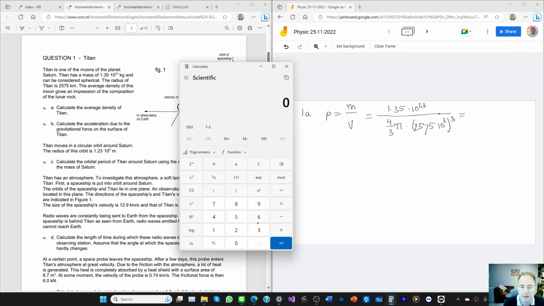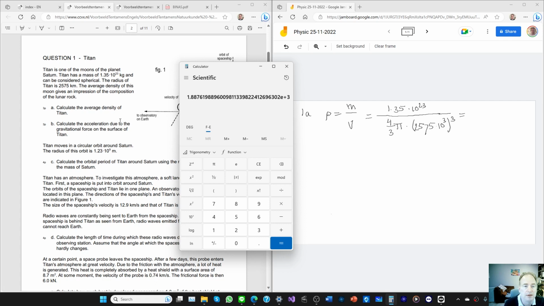And we plug that in the calculator. For 4/3, I just use 1 point. Just keep a bunch of significant figures here. Times pi times the radius to the power 3. Close the parenthesis. Put it in scientific notation.